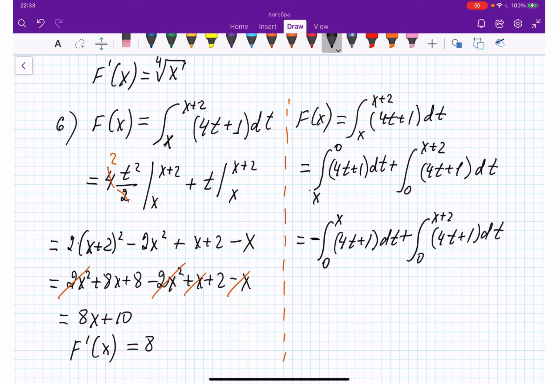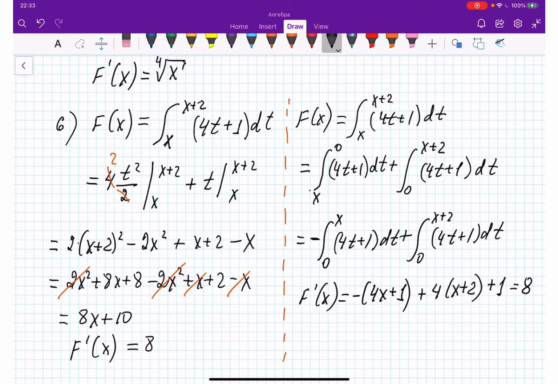F prime of x, the derivative, we are going to find from here. F prime of x is going to be negative 4x plus 1, right? And then plus, since instead of x we have x plus 2, we are going to plug in x plus 2 instead of x. Since we have the plus 1 there, we write down plus 1. And if you add and calculate, you are going to get 8.